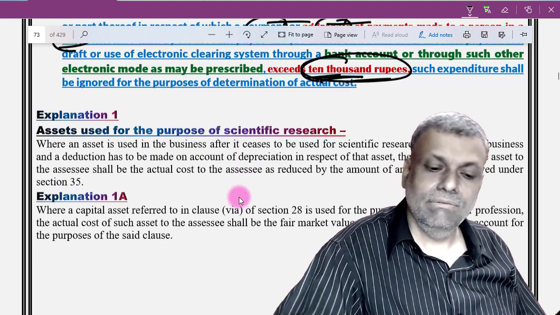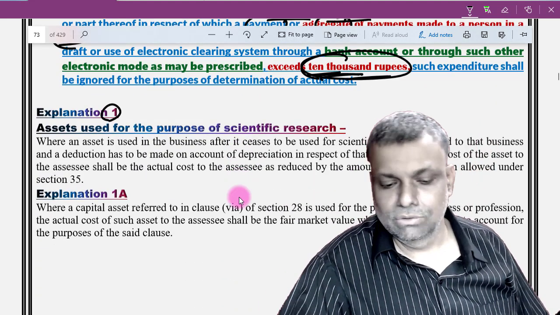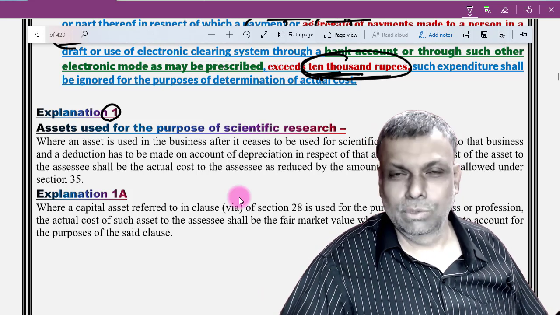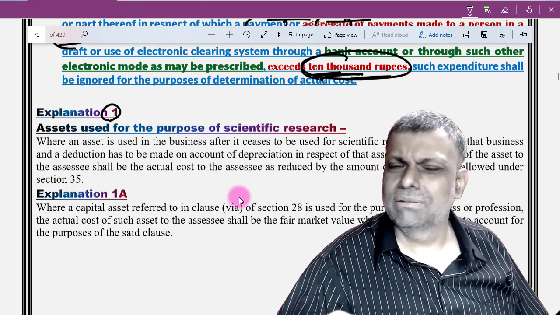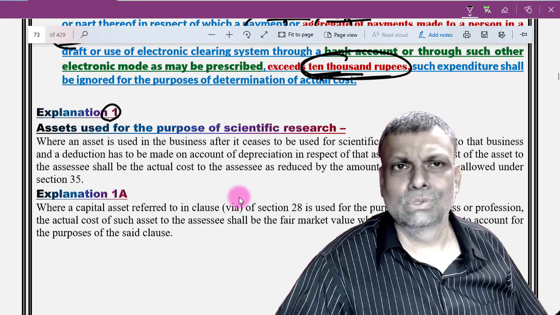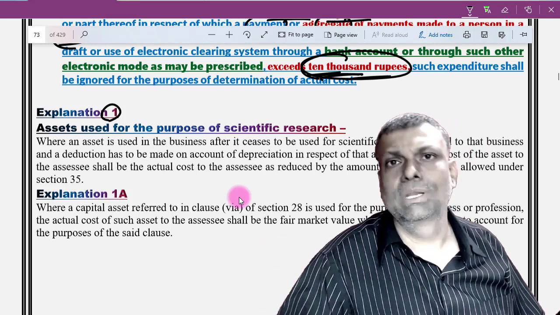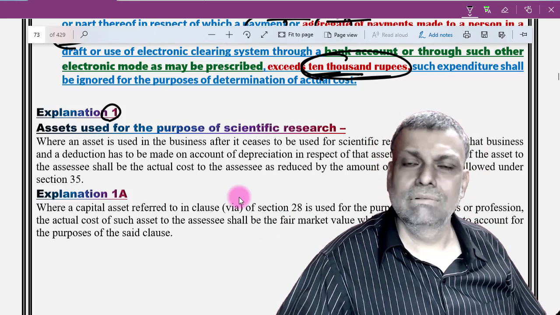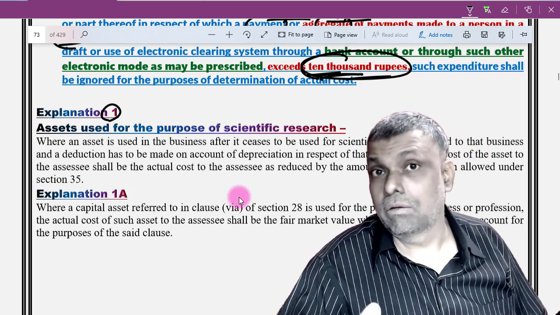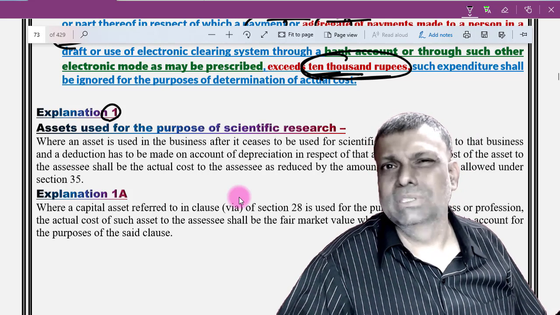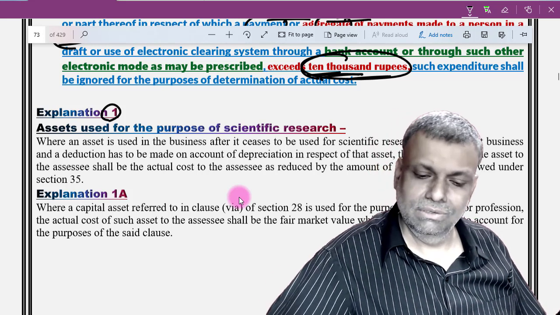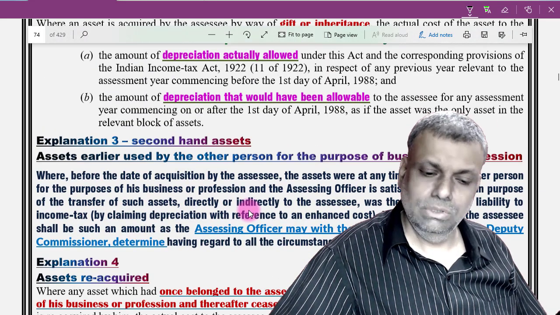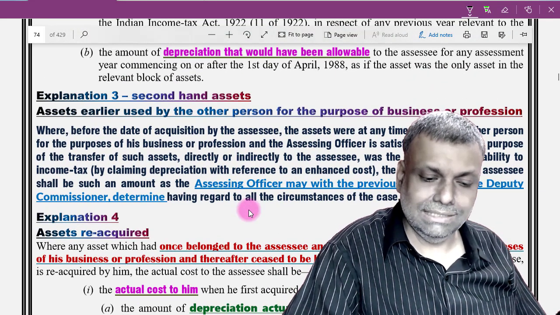Now, to this, there are a variety of explanations. Explanation 1, 1A, 2, 3, etc. Each explanation is a different situation, and many explanations are very simple and straightforward also. So there is no need to go into each and every explanation in depth, but wherever there are real touchy points, I will definitely cover them. Many times each point is a very common sense point. So no need to touch each and every point. But right now we have two definite situations. One is a second-hand asset.